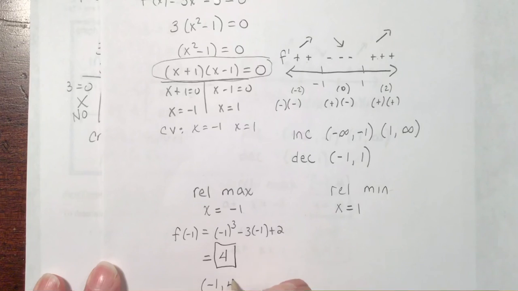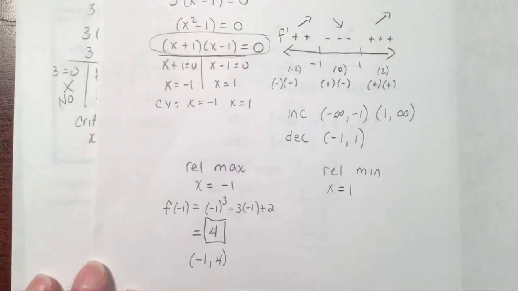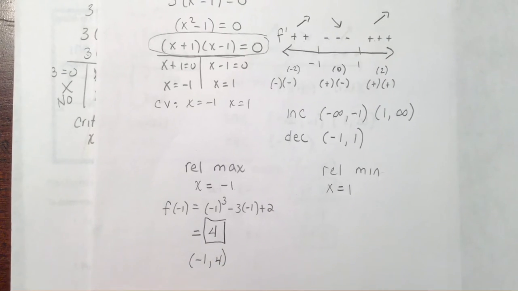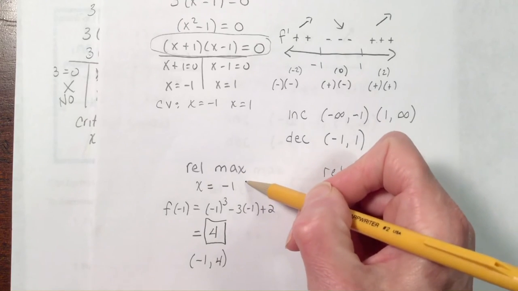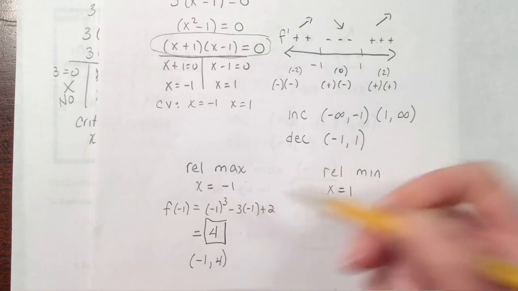On your answer key for your homework, I just wrote it as an ordered pair. That is perfectly acceptable at this point in time. But remember, this is where it occurs. This is what it is.